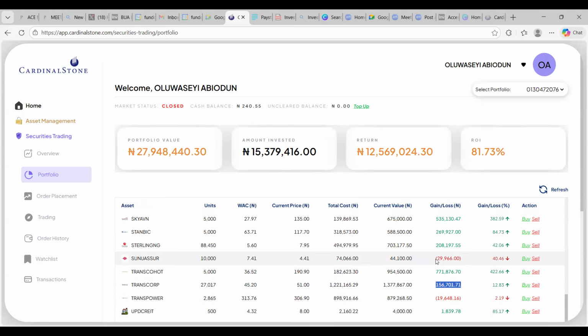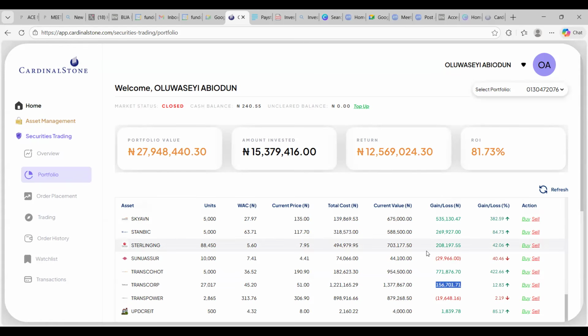This first loss is 29,000. Let's say 30,000. This one is 19. Let's say this one is 20,000. So that's 50,000. If you take 50,000 out of this 156,000, it means I still have 100,000 naira gain. So my losses are very insignificant compared to the profits that I have made from this stock investment. So that's what I wanted you guys to see.